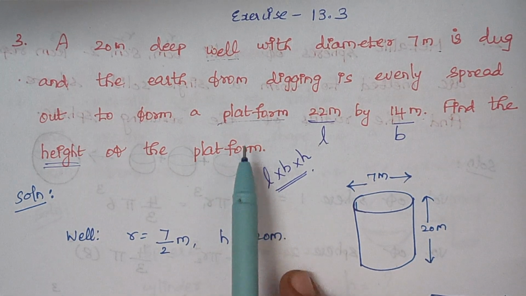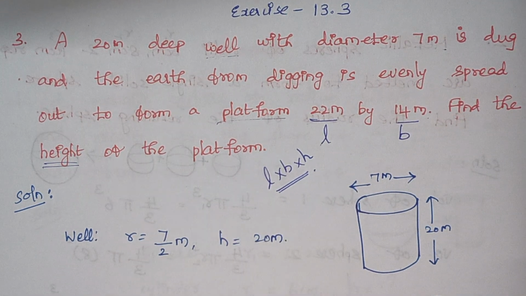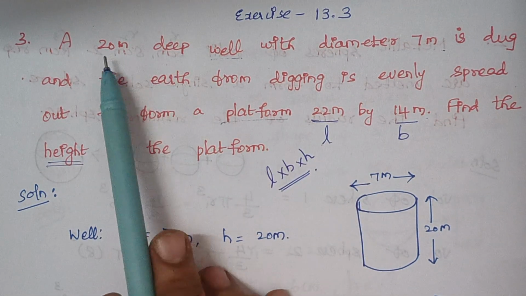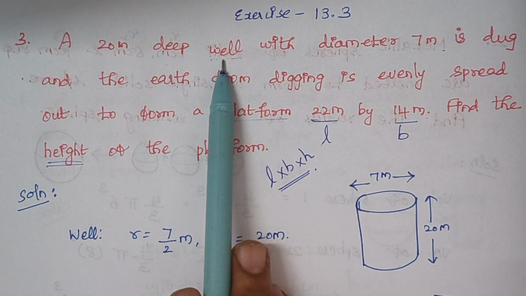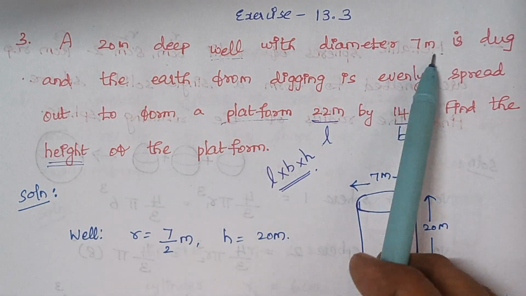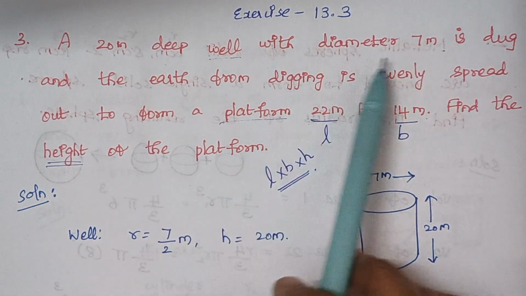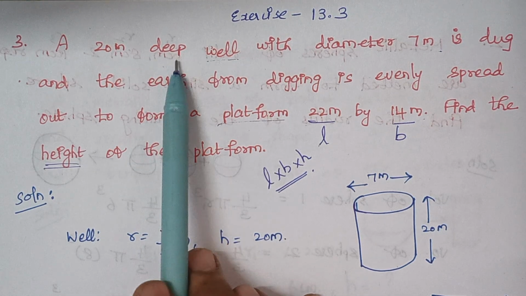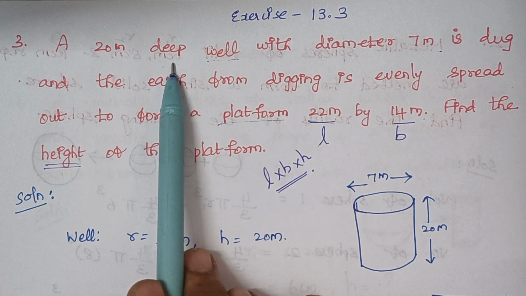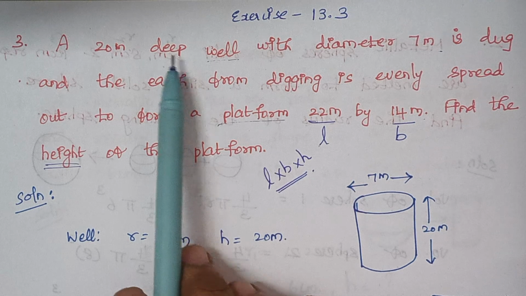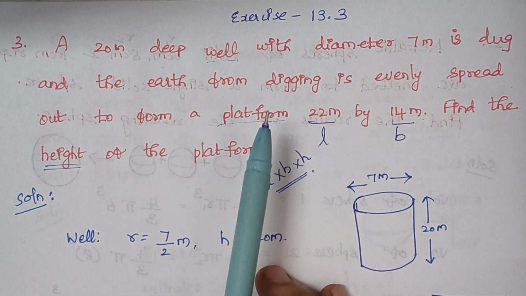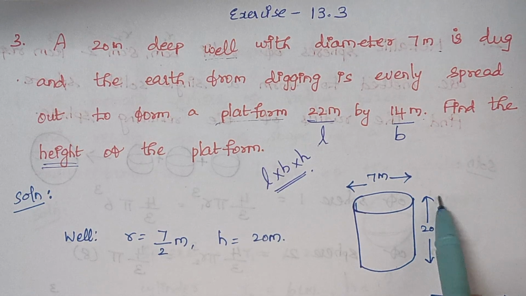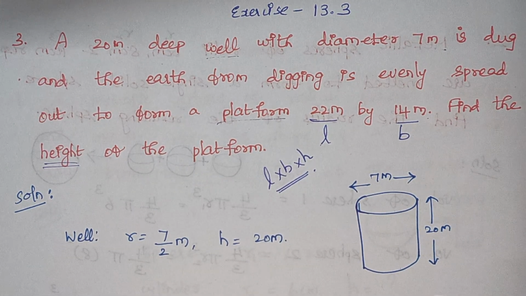So here in this problem, the shapes are not given directly. You see here a 20-meter deep well with diameter 7 meter. So it has a diameter. What do you mean by 20-meter deep? Here the word deep represents the height or length. So obviously this is a cylinder, whose diameter is 7 meter and whose length is 20 meter.